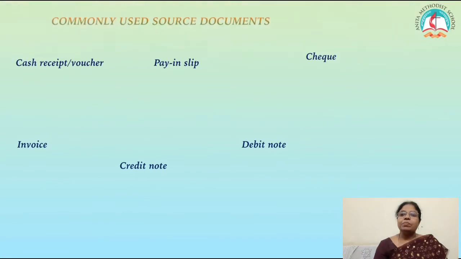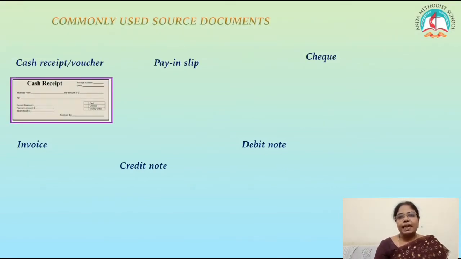Now we will see some of the source documents that are commonly used. First one is cash receipt. Cash receipt shows the date, amount of the cash purchases and cash sales and any other cash transactions.